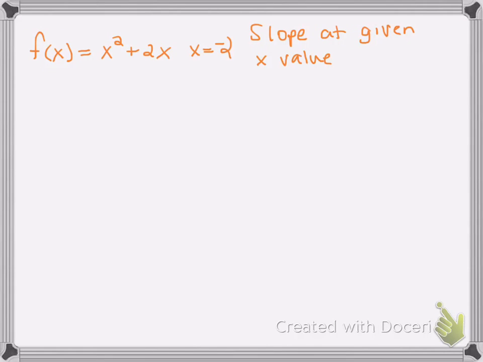All right, so what we're going to do is find the slope at a given x value. We're going to have a function and one x value, which means we don't have 2 points. In order to find the slope, we're going to have to take a derivative. In order to take a derivative, we've got to identify 2 new points.